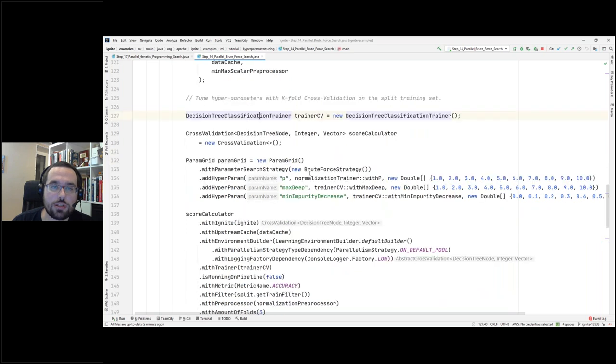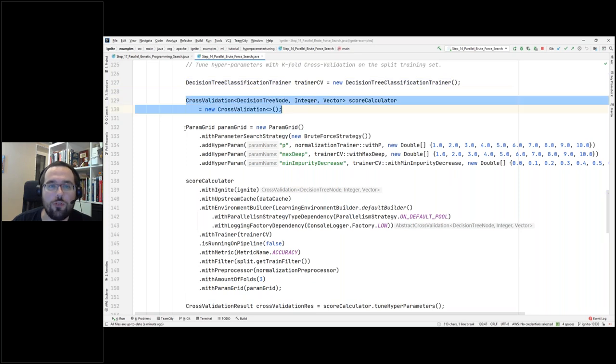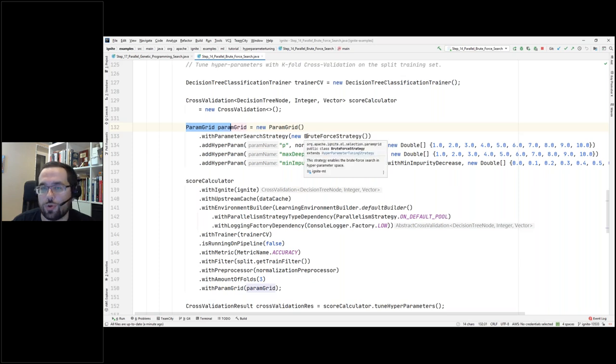And now we start our hyperparameter tuning code. We define the main object, the cross-validation. We define the param grid, as I said. Here we use a brute force strategy. It means that 1,000 training runs will be executed.